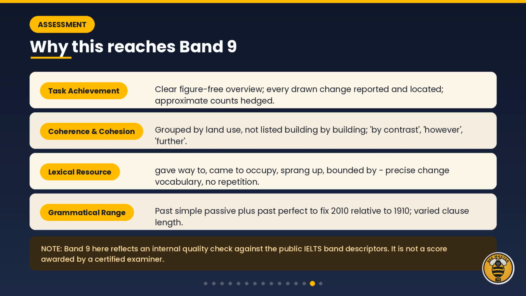Let us check this answer against the 4 marking criteria. Task achievement. A clear figure-free overview, every drawn change reported and located, and all approximate counts hedged. Coherence and cohesion, grouped by land use rather than listed building by building. Lexical resource, precise change vocabulary with no repetition. Grammatical range, past simple passive plus past perfect with varied clause length. One important note. Band 9 here reflects an internal quality check against the public IELTS band descriptors. It is not a score awarded by a certified examiner.